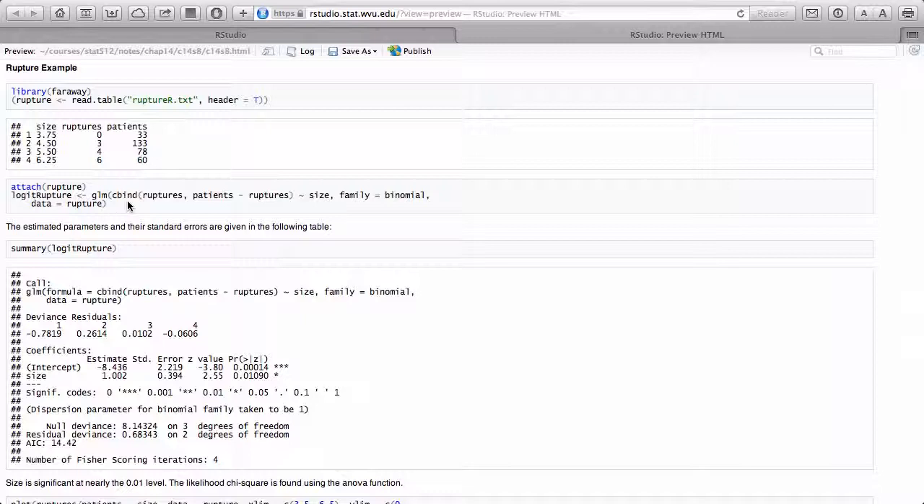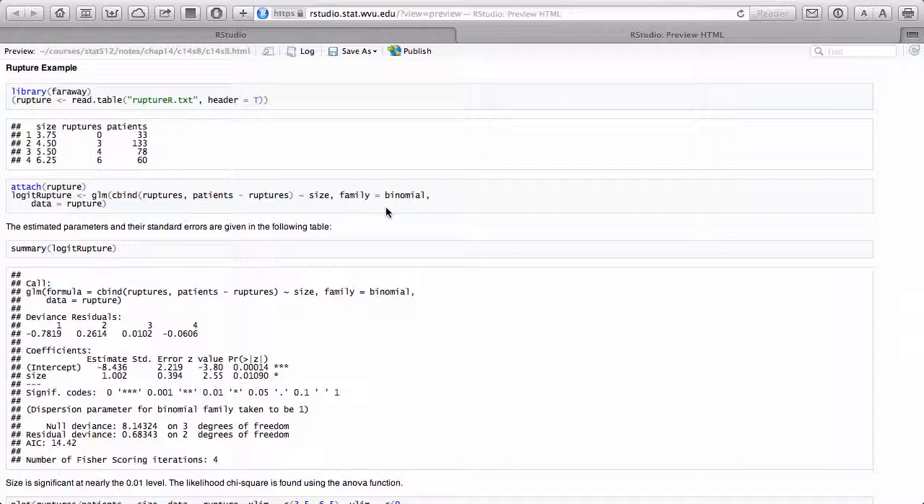So what is the second column? It's the non-ruptures, right? So the ruptures and the non-ruptures, tilde size. So we're going to model that as a function of size. But notice we say family equals binomial, because the default would be normal.